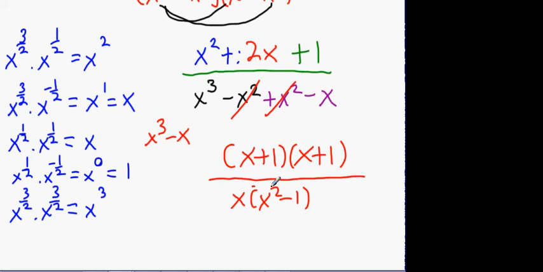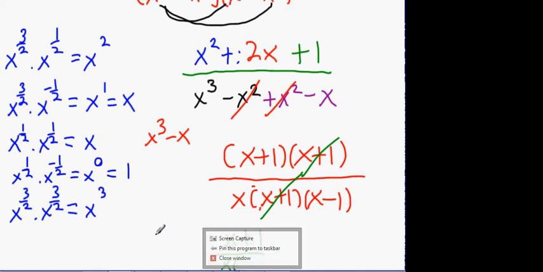What can you do with x squared minus 1? Difference of 2 squares. It's going to be x plus 1, x minus 1. Now what can cancel? X plus 1 by x plus 1. And our answer is going to be x plus 1 divided by x into x minus 1. That's as far as we can go.